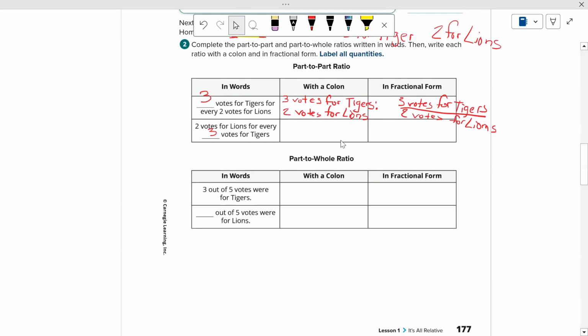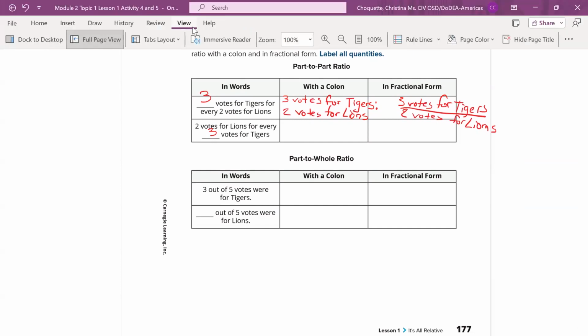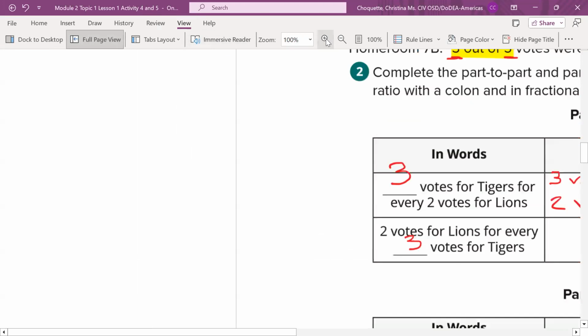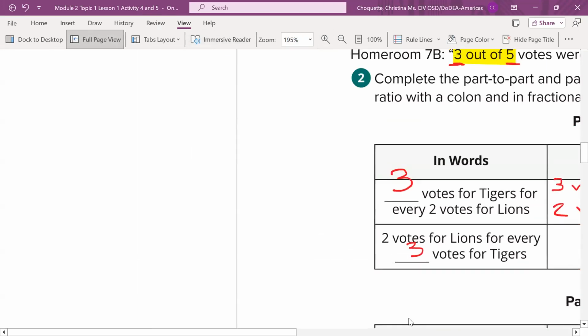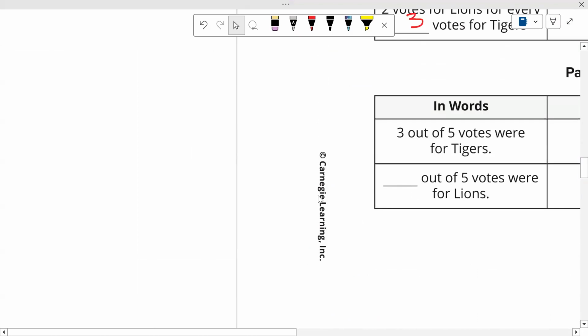So here, let me see if I can zoom in a little bit for you guys. All right, and then I gotta move it over.